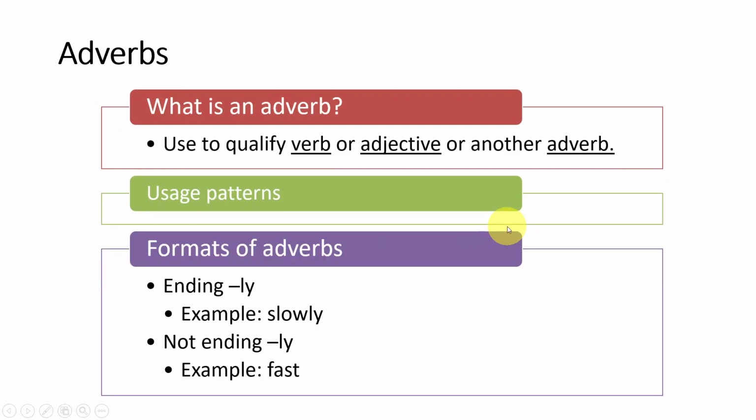Then we have the adverbs. Adverbs are used to qualify a verb, adjective, or another adverb. Again, there are usage patterns, and also there are different ways of making adverbs. Some adverbs are created from other words. For example, slow becomes slowly, an adverb created from an adjective. And there are some adverbs of their own, like fast.